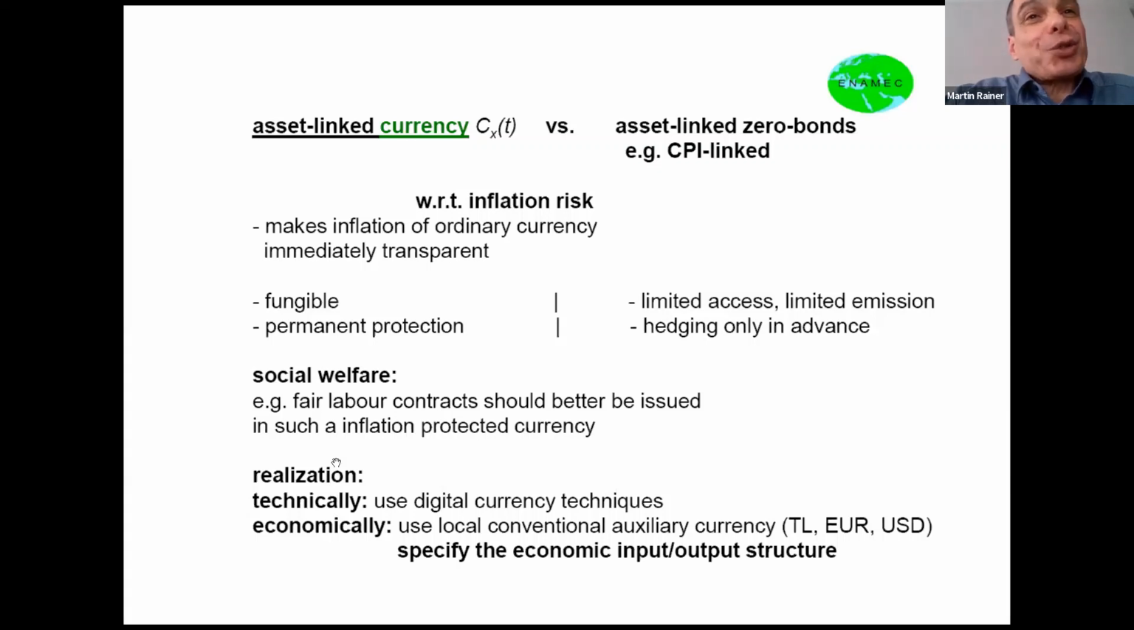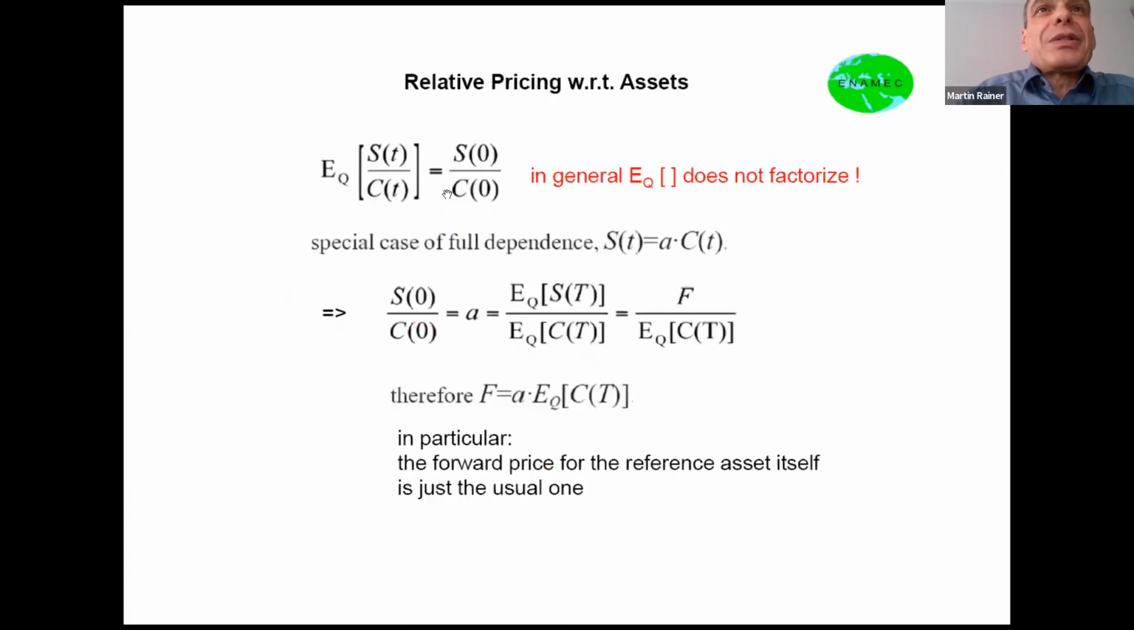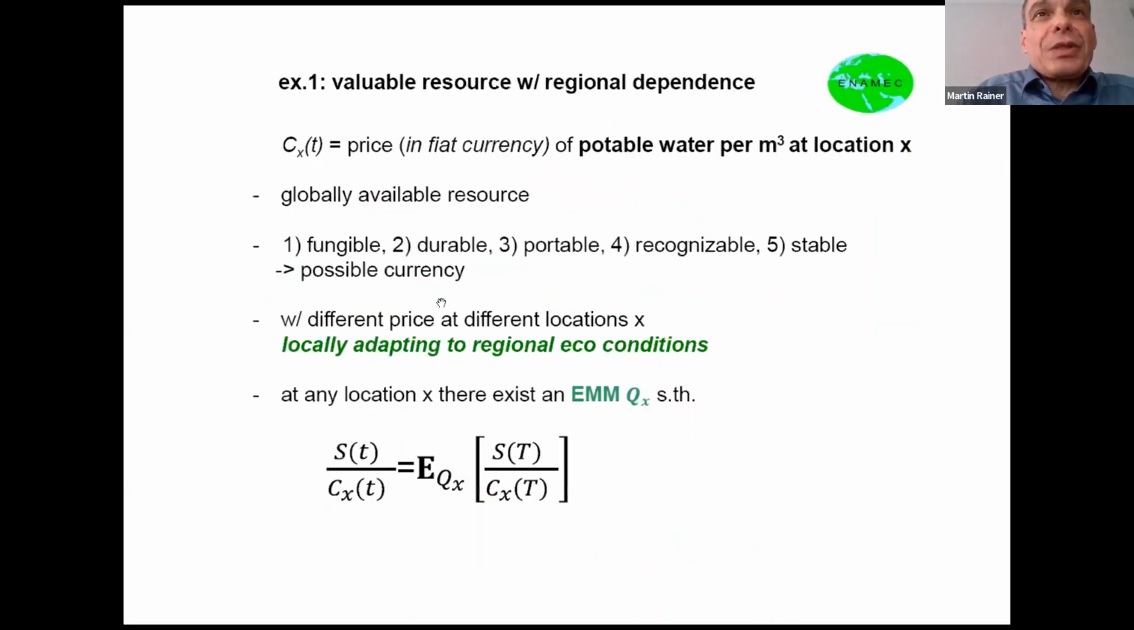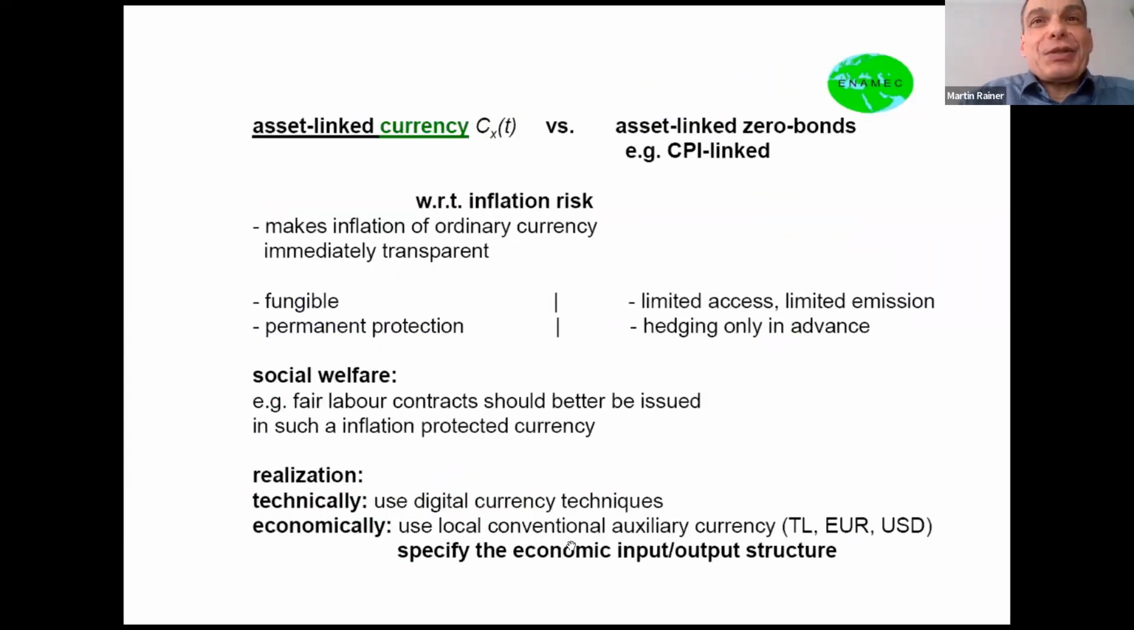So what is necessary to realize such a currency? Probably in our times, we should use the experience we have for digital currencies and digital currency techniques and use them. And economically, of course, we can evaluate the input assets. First, we can evaluate them in an auxiliary currency, which is our local lira or euro or US dollar, whatever, wherever we are on the earth. And then we have, of course, to specify the input-output structure, which means to specify the weights. Yeah, these weights must be specified.